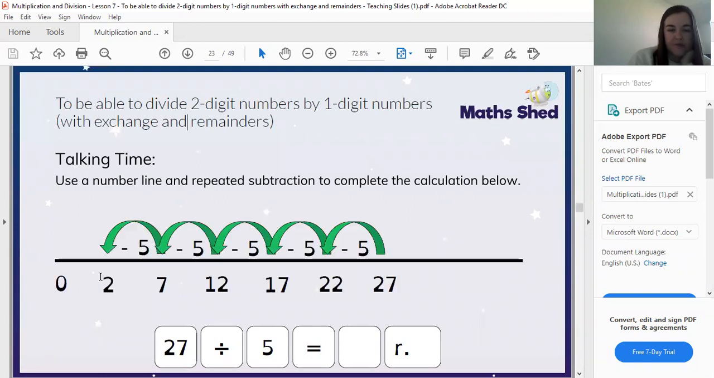Let's have one more go. 27 divided by 5. So we're counting backwards in our 5s. We're jumping 1, 2, 3, 4, 5 times until we get to 2. So we've got 5, remainder 2.